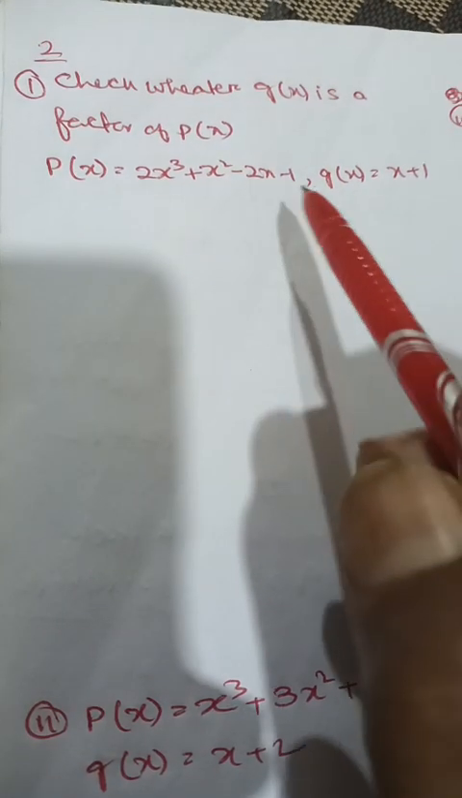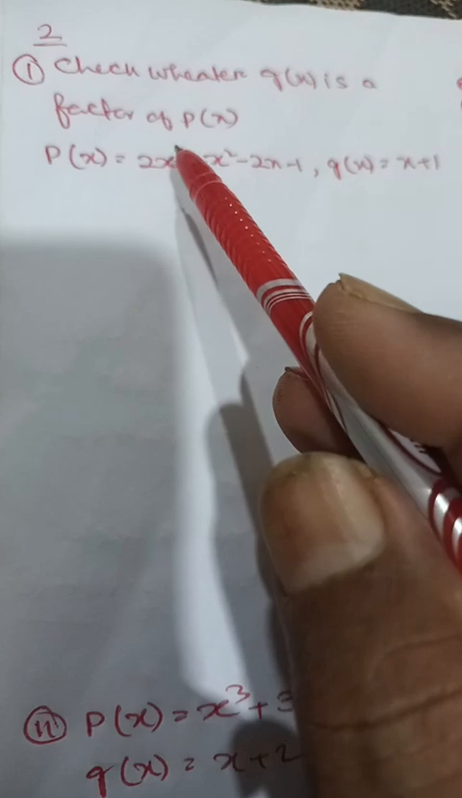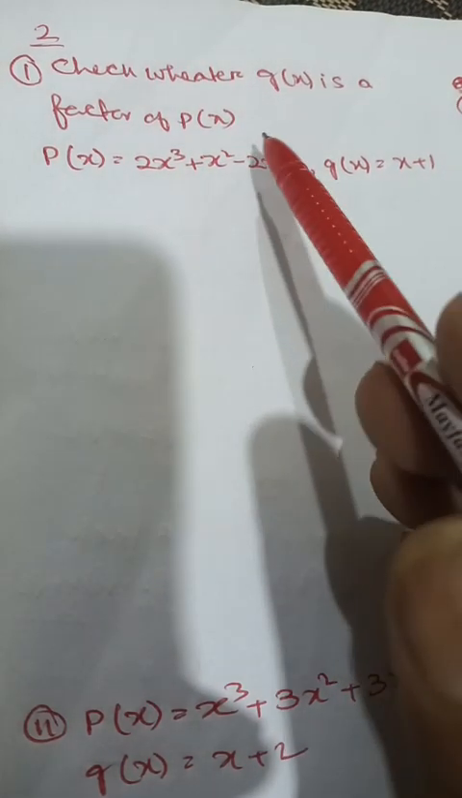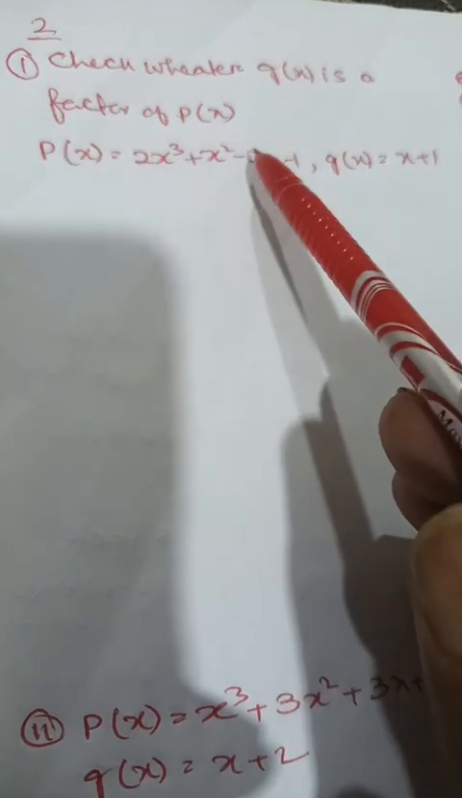Hello, welcome everyone. Now question number 2 of exercise 2.3. This is the first question of number 2, class 9 general maths. Remember, here the question is given whether g(x) is a factor of p(x).